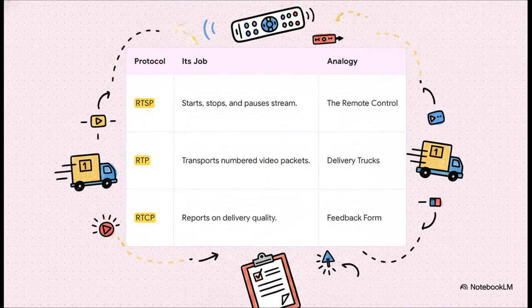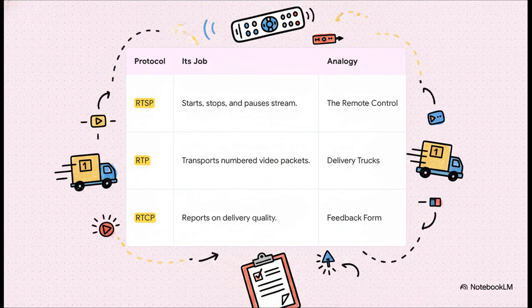First, you've got RTSP. Think of this as the remote control. It's the protocol that tells the server, hey, play the video, or pause it, or stop. Simple. Next up is RTP. These are the delivery trucks. They take the actual video data, chop it into numbered packets, and send them on their way. The numbers are crucial for putting them back in order.